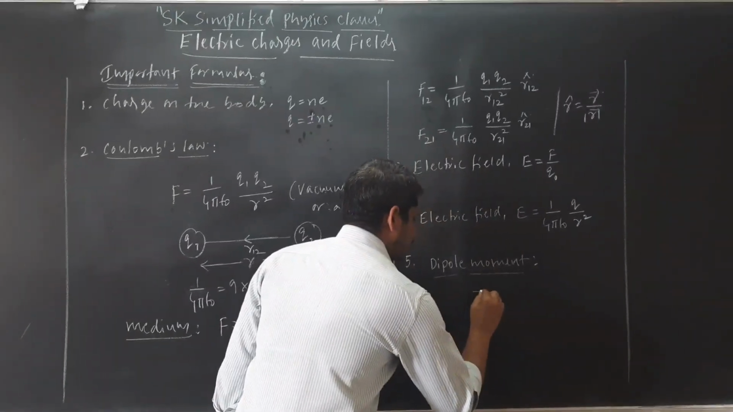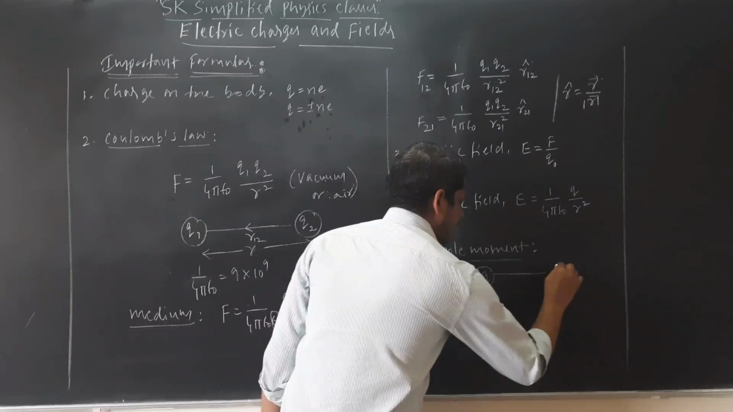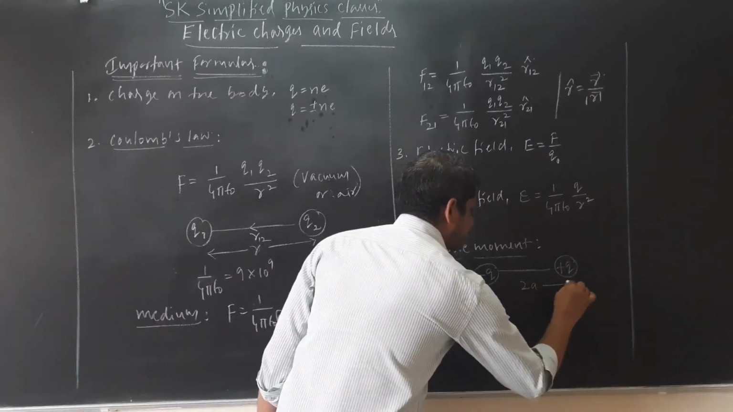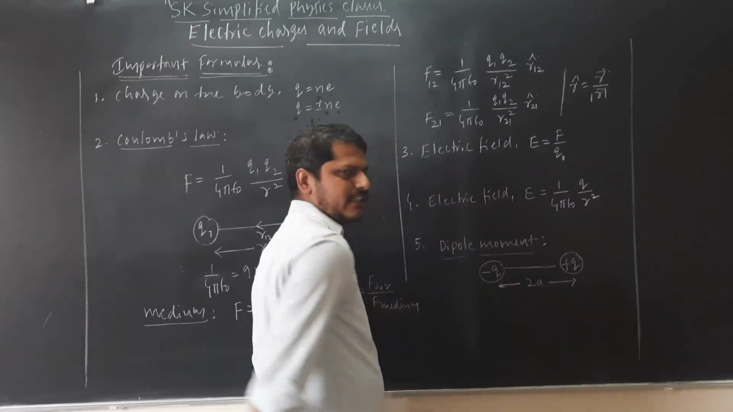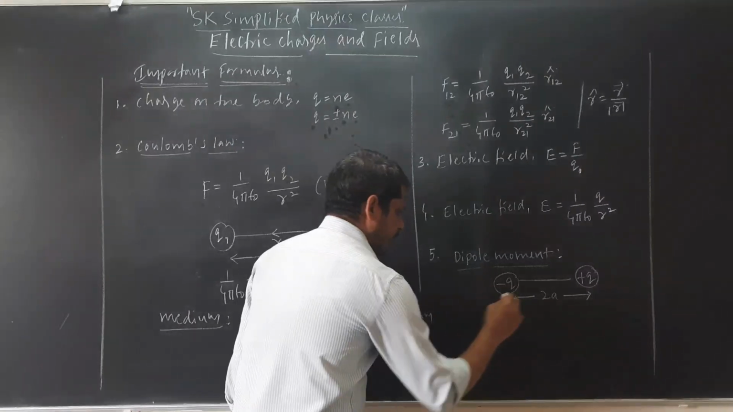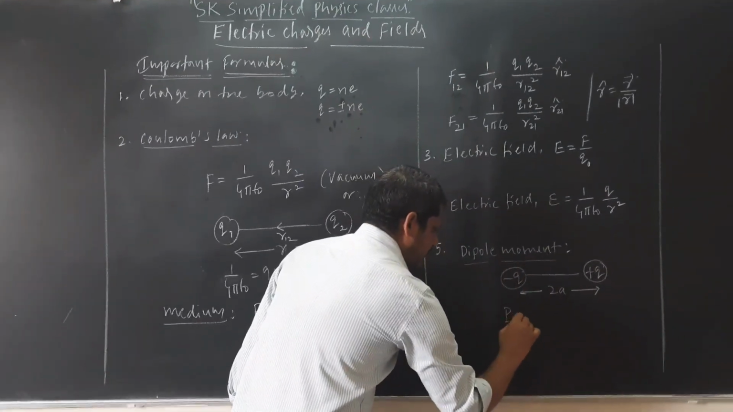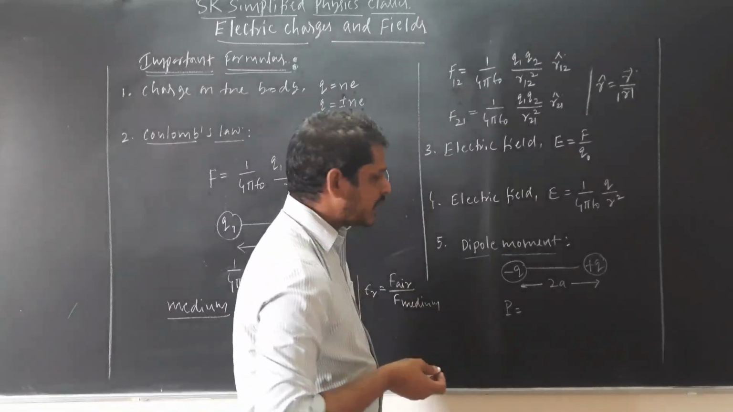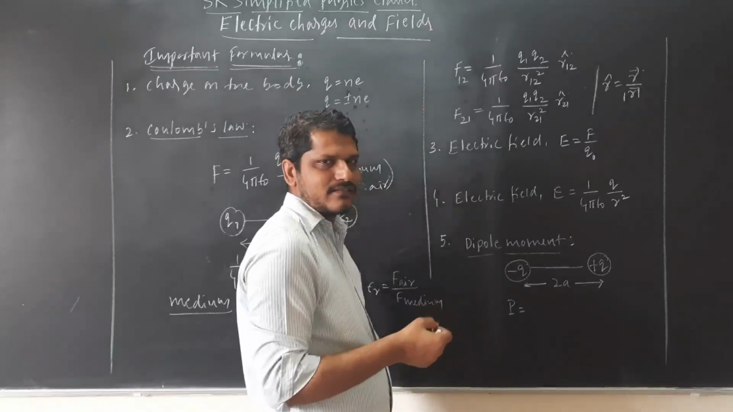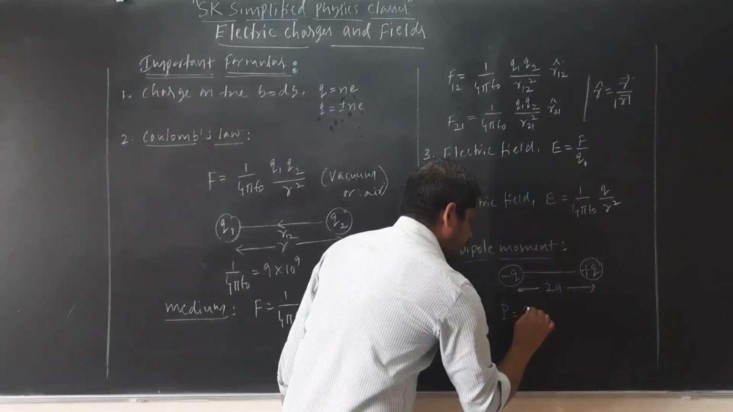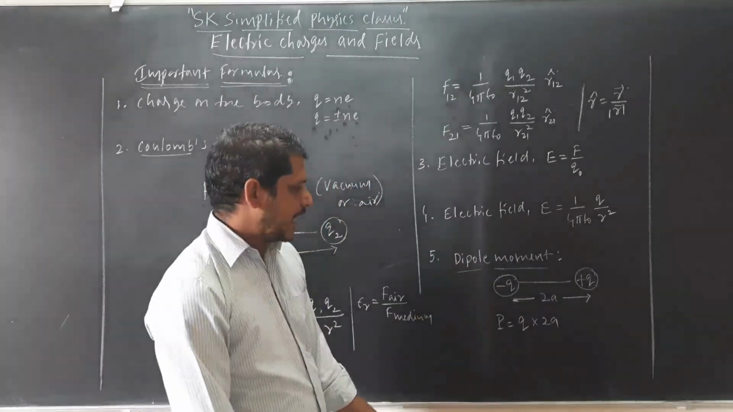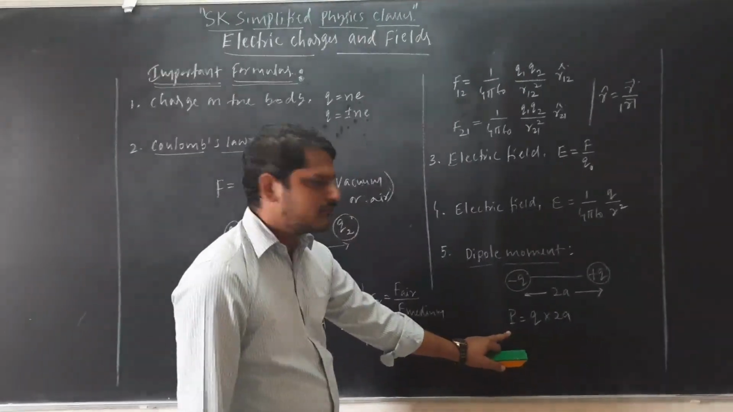So this is minus q and this is plus q, and the distance is 2a. Such a system is said to be an electric dipole. The dipole moment is calculated by the formula: it is the product of the magnitude of either charge, as the strength of the charge is the same, and the distance. So P equals q into 2a.